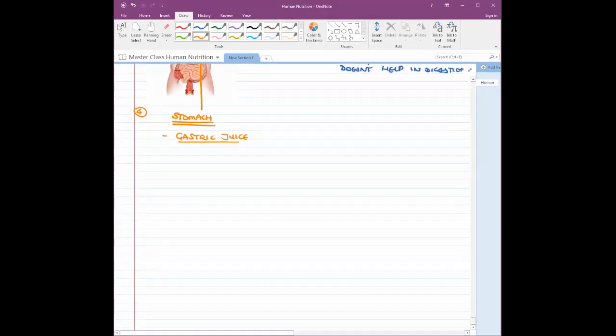Let's try to see. So guys, this is going to be made up of, first, water. Second, mucus. Now, mucus is always going to be present. Third, we are going to have salts, very small amounts of salts. Then, guys, we are going to see dilute HCl, and this is going to give it that sour kind of taste.